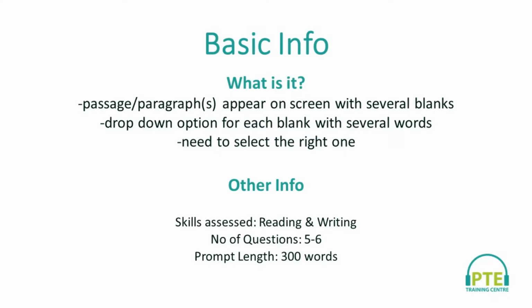First and foremost, we would like to have a look at what the task exactly is. As the name implies, from a drop down box you need to choose the correct word that you think should be the correct answer for the sentence with the gap. Basically, a passage will appear on the screen with several blanks, and there will be drop-down options for each blank with several words. Your job is to select the right one. You are required to fill up the blanks from a list of options for each blank.